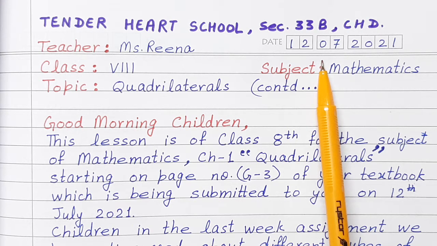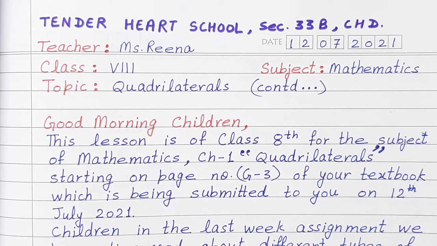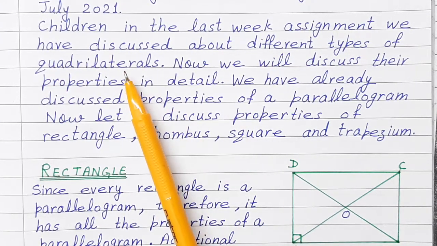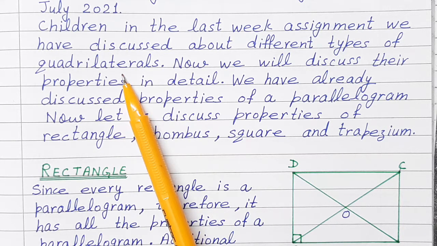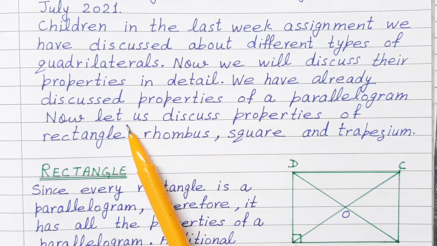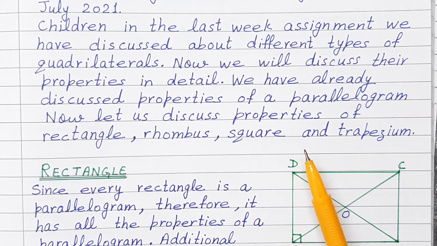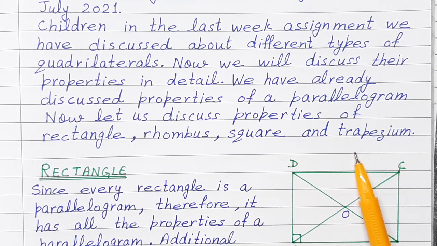Students, today we are going to continue with the same topic, quadrilaterals, that we did in the last week's lesson. Children, in the last week's assignment, we discussed different types of quadrilaterals. Now, we will discuss their properties in detail. We have already discussed the properties of a parallelogram. Now, let us discuss the properties of a rectangle, rhombus, square and trapezium.